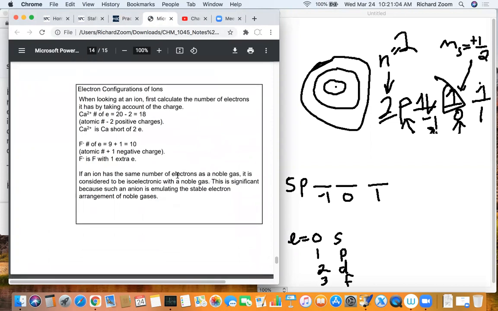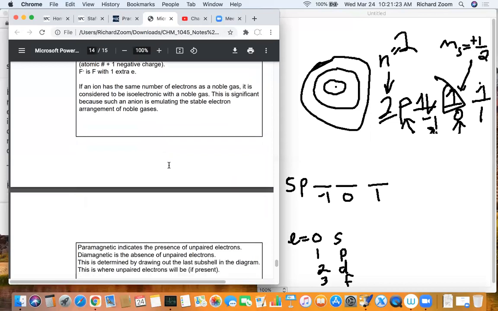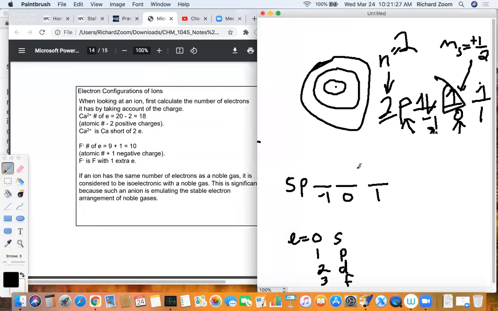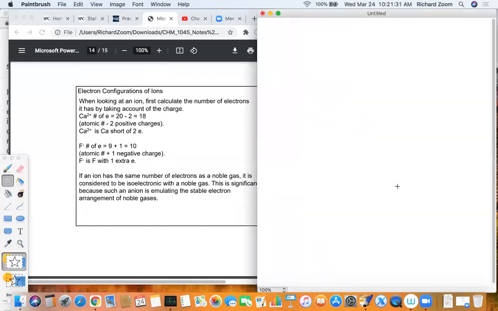All right, let's look at some electron configurations of ions then. For ions, we've already done electron configurations for regular atoms, but ions are a little bit different because they have fewer or greater numbers of electrons than regular atoms or elements that we might be talking about. So I'm going to give you 2 examples here. The first one is calcium 2+.